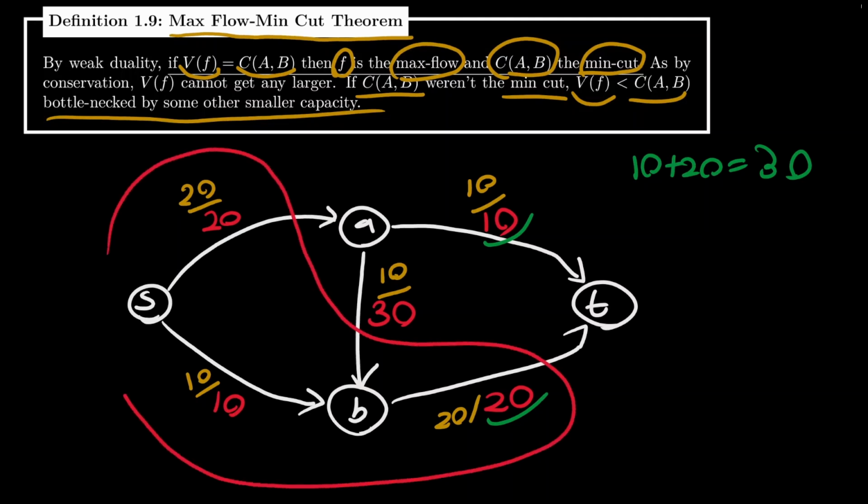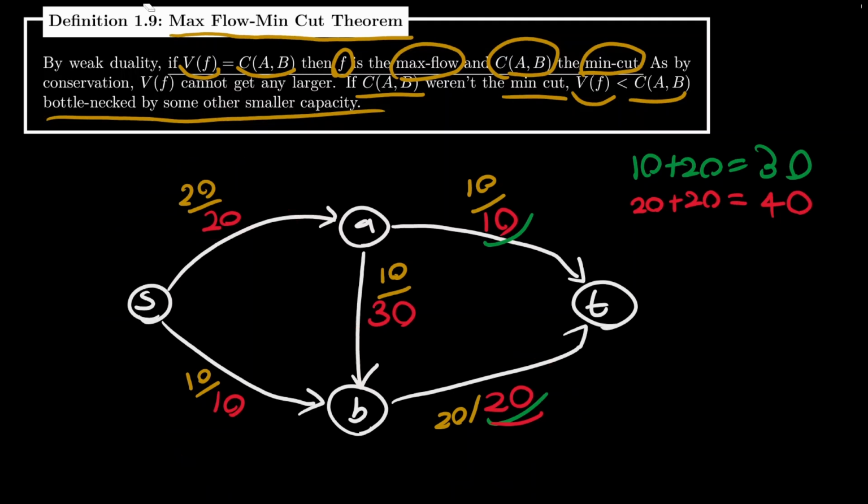We could draw this capacity cut, which here would be 20 and 20, so that would be 20 plus 20, which is equal to 40. And then looking at our max flow, we've solved the maximum flow for this problem already, which is if we were to draw another minimum cut here, so let's draw this minimum cut.